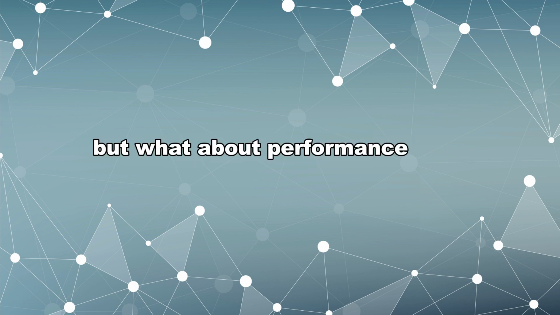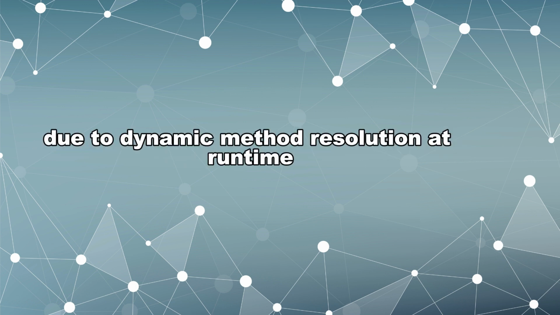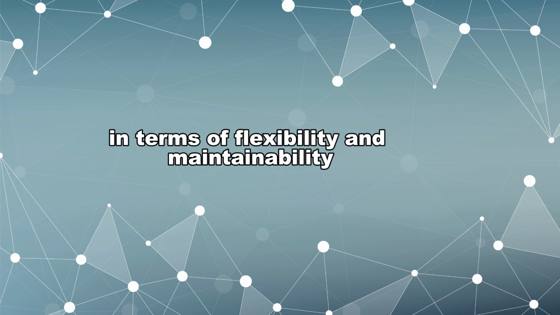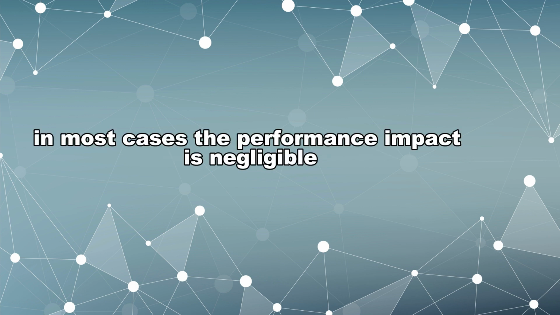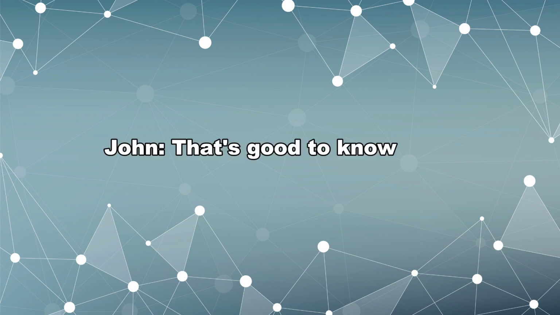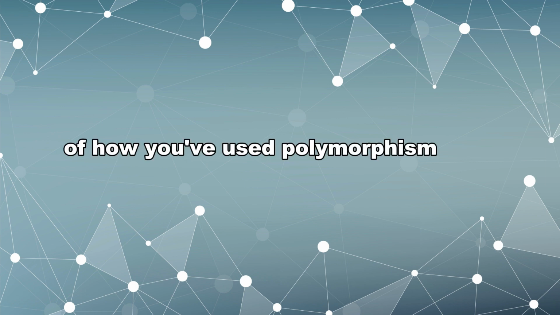But what about performance? Does polymorphism affect that? There might be a slight overhead due to dynamic method resolution at runtime, but the benefits in terms of flexibility and maintainability usually outweigh this cost. In most cases, the performance impact is negligible. That's good to know. Can you give me an example of how you've used polymorphism in one of your projects?